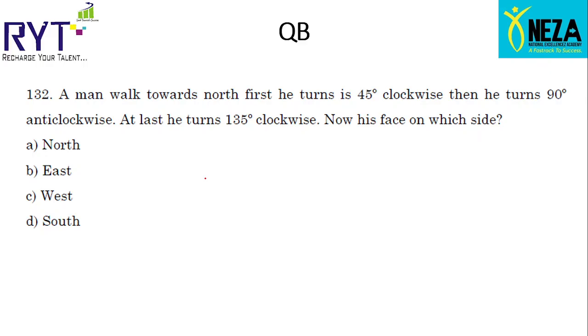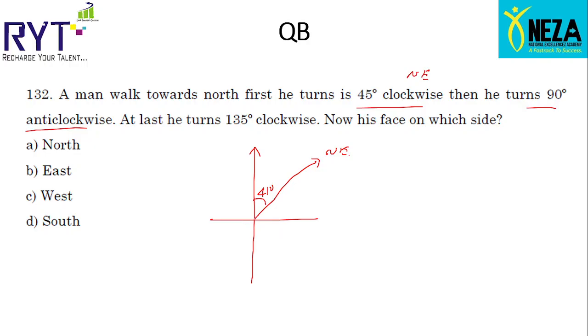A man walks towards north. First he turns 45-degree clockwise. For example, if the man was in north direction first, 45-degree clockwise means northeast. So this part means northeast. Turns 90-degree anti-clockwise. That is opposite side. This is also 45. So anti-clockwise this side 45 plus 45, 90-degree. This is northwest.